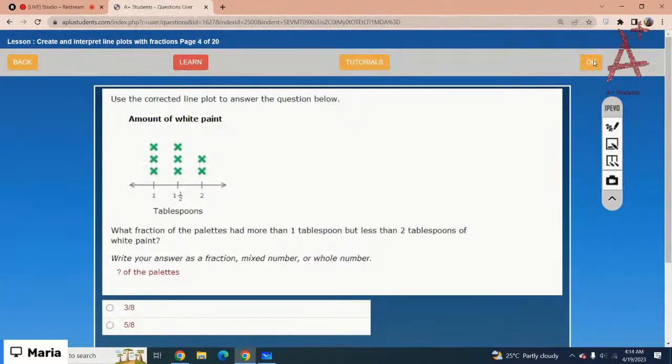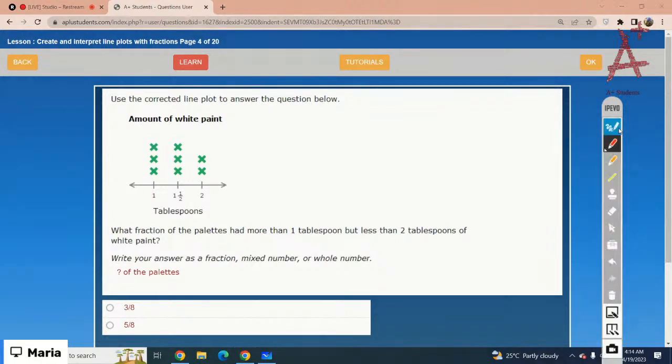Okay, use the corrected line plot to answer the question below. What fraction of the palettes has more than 1 tablespoon but less than 2 tablespoons of paint? So more than 1 and less than 2, you have just one value. That is more than 1 and less than 2, it would be 1 whole 1 over 2. Got it? And here you have 1, 2, 3.